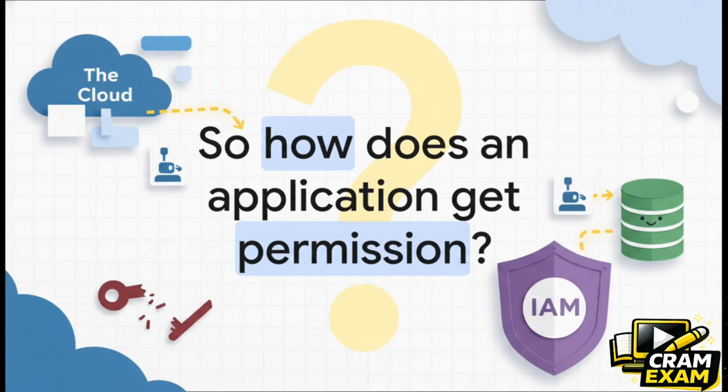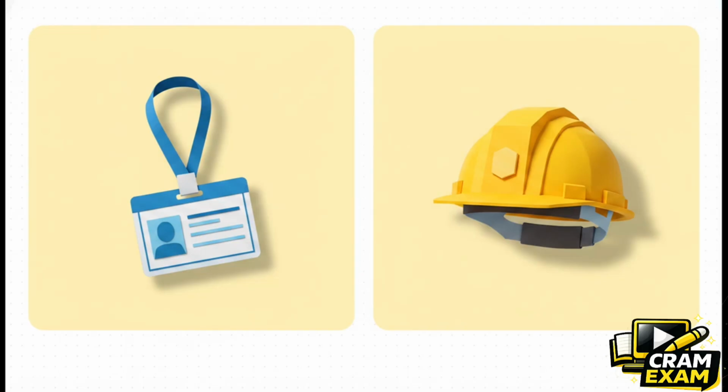So naturally, you might be wondering, how does an application get permission then? We know it needs access to function, but we just established we absolutely cannot give it a permanent key. Well, this is where we pivot from a potential disaster to the smart, highly secure solution. You use IAM roles. Now, let's slow down here for a second to look at this comparison, because grasping this exact difference is absolutely essential.